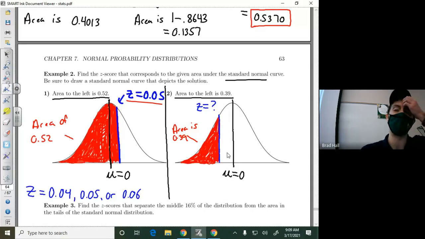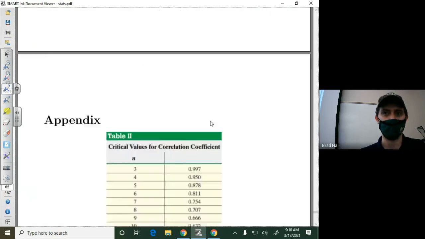And again, it's to the left of the mean because the mean itself is 0.5, but we need an area less than 0.5, 0.39 to be exact. So we need to go to the left of the mean to get smaller than 0.5. Before we went slightly above the mean to get more than 0.5. So the area is 0.39. Let's go back to the table.